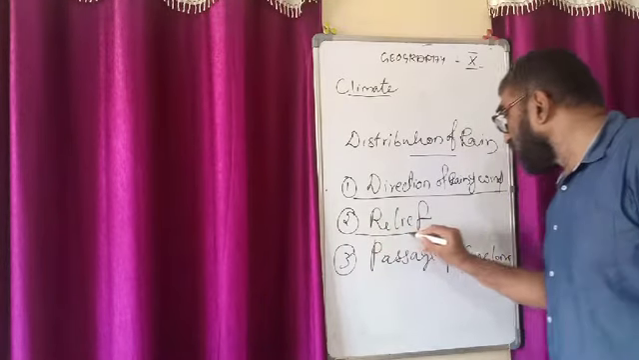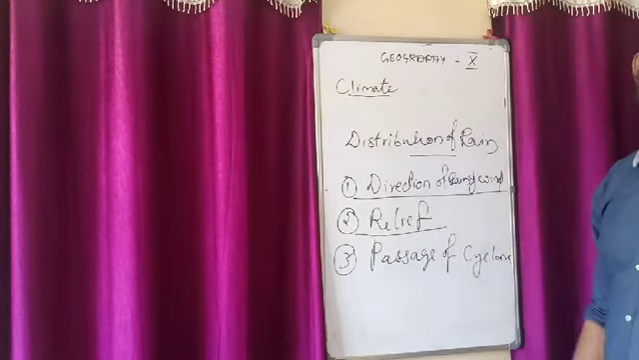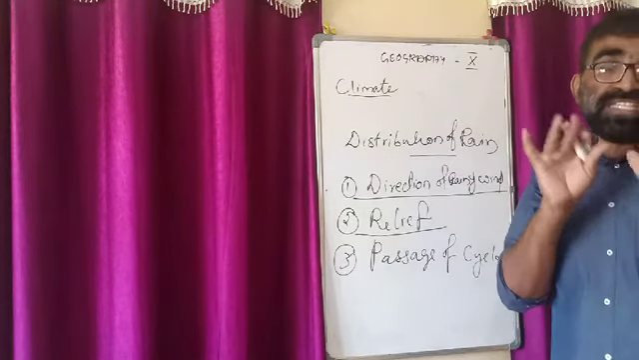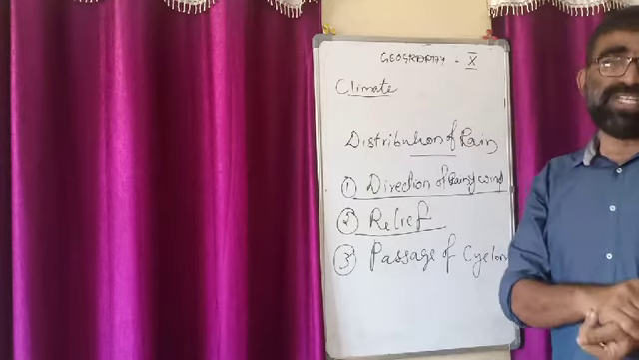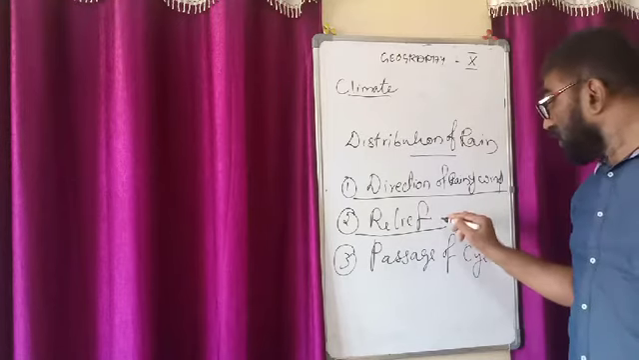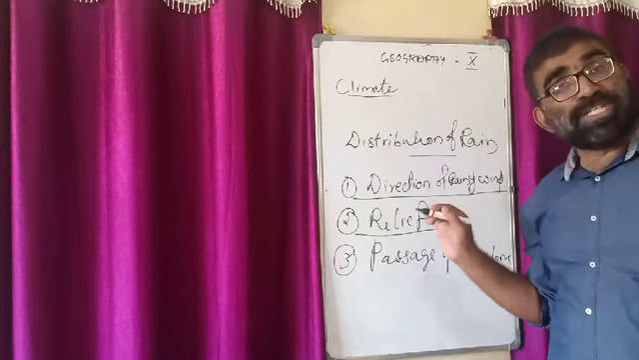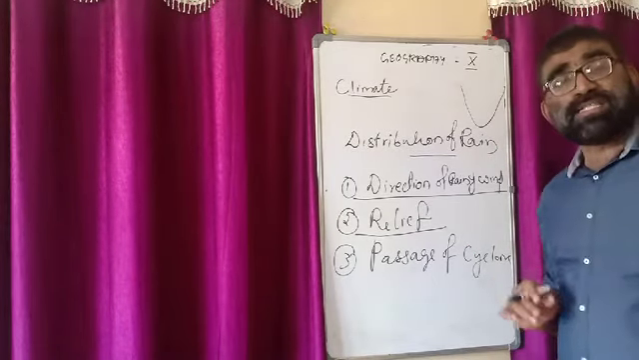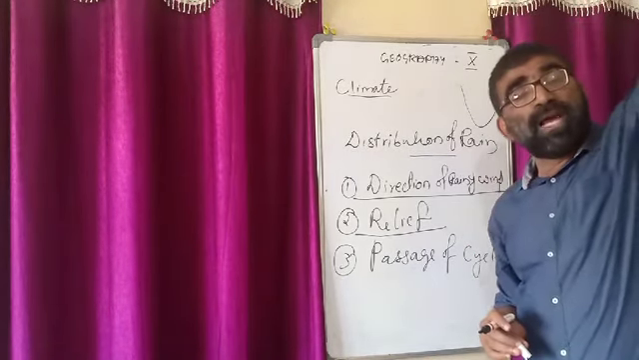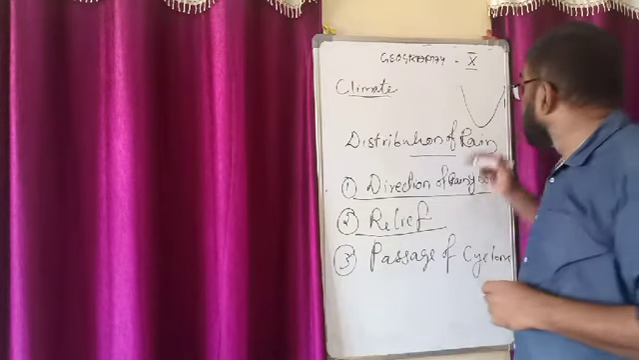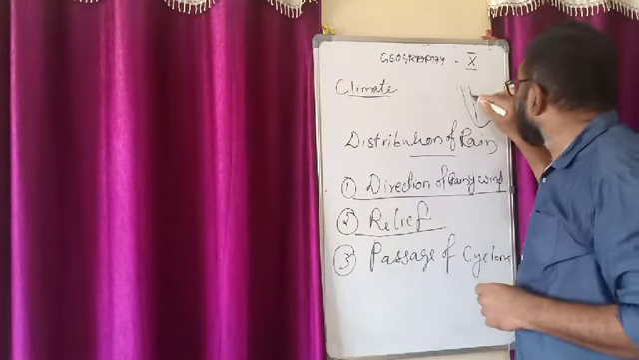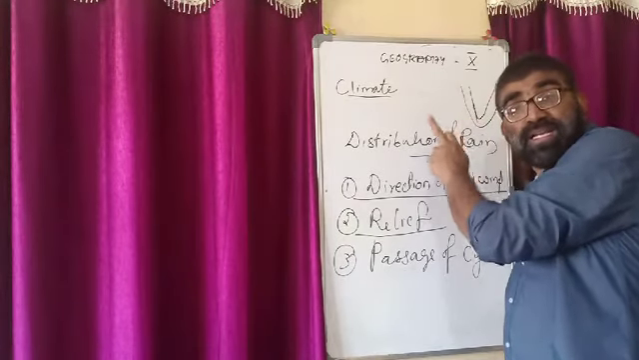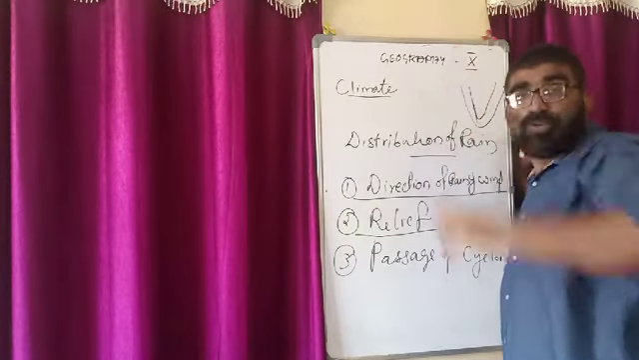The next factor we have seen is relief features. Mountains or high landforms, which check the rain bearing winds, are also responsible for the unequal distribution of rainfall. You can see in India, as we already discussed, in the northern part the Himalaya mountains are there, and in the southern part the Western Ghats are there. These two orographic factors determine the distribution of rainfall.